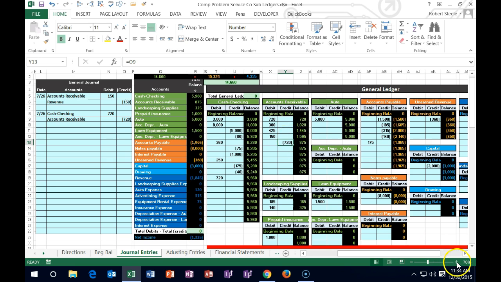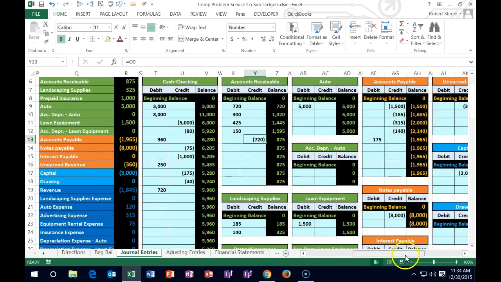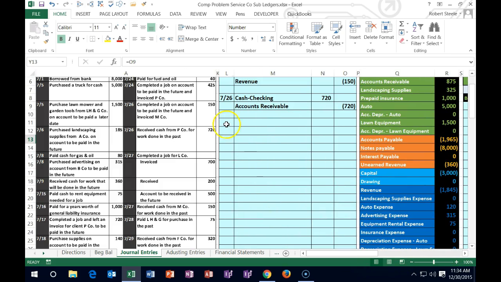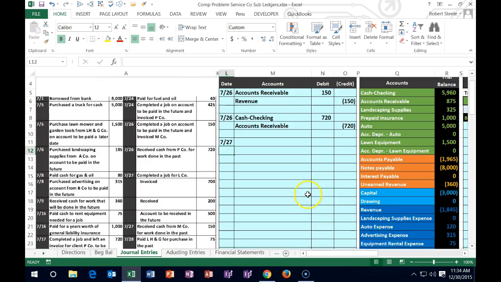So I'm going to make this larger on the taskbar, back up to 100%. We're going to scroll over to the left. We are now on 727. And that says we completed a job for L, we invoiced for 700, we received 200, and they owe us 500. So we did work. Did we get paid? Yeah, we got some money.